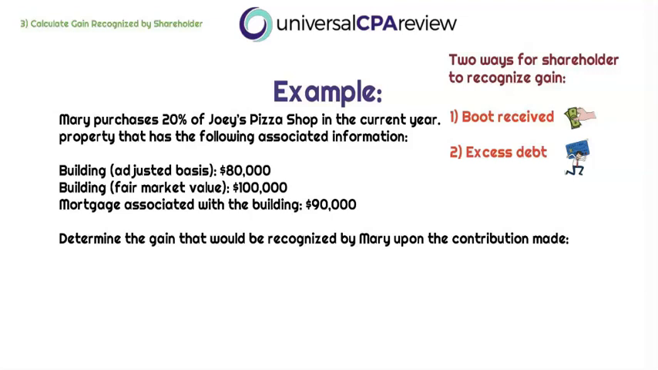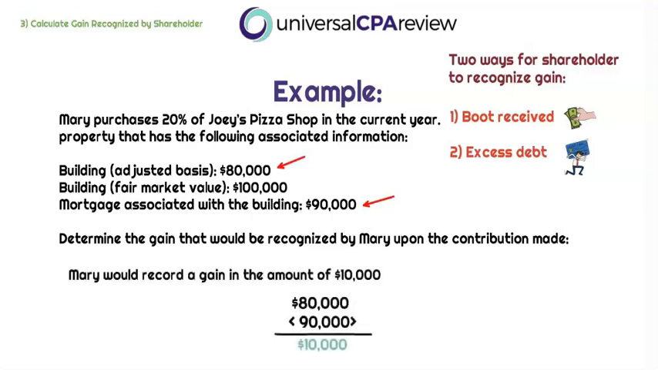How do we know? The net book value of the property assumed is $80,000. Debt associated with that property is $90,000. That debt is being taken off the hands of Mary, right? She's no longer responsible for this $90,000, which exceeds the book value of the property she's contributing by $10,000. So therefore, our excess debt is $10,000. That's going to be recognized as a gain today.